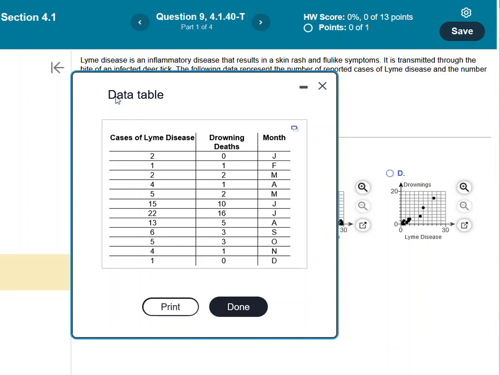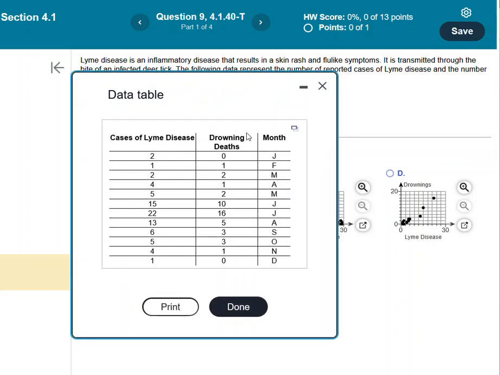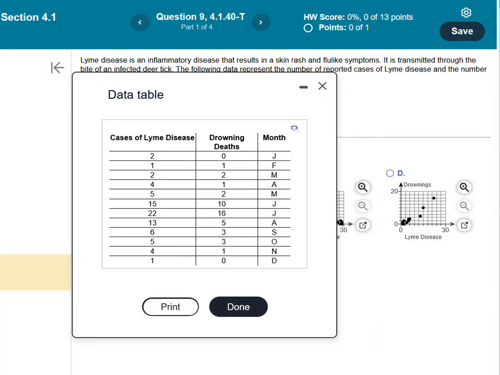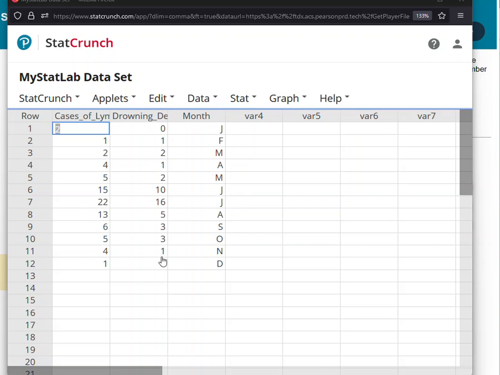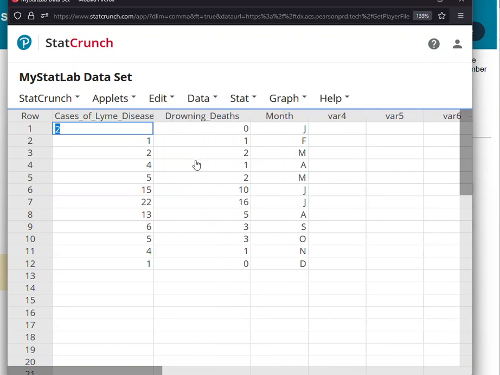So if we click on this icon here, where it says click the icon to view the table of Lyme disease and drowning deaths. Okay, so this is our data. We click on this icon up here in the upper right to open this in StatCrunch. Okay, so here's the data in StatCrunch. Here we have the first column being cases of Lyme disease, the second column being drowning deaths.